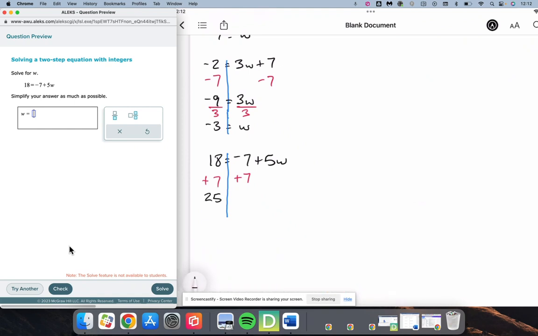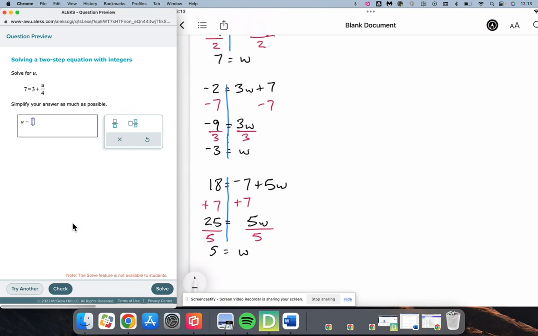We get 25 is equal to 5w. We see 5 is being multiplied by w. We need to do the inverse of that, which is to divide by 5. 25 divided by 5 is 5. 5 is equal to w.